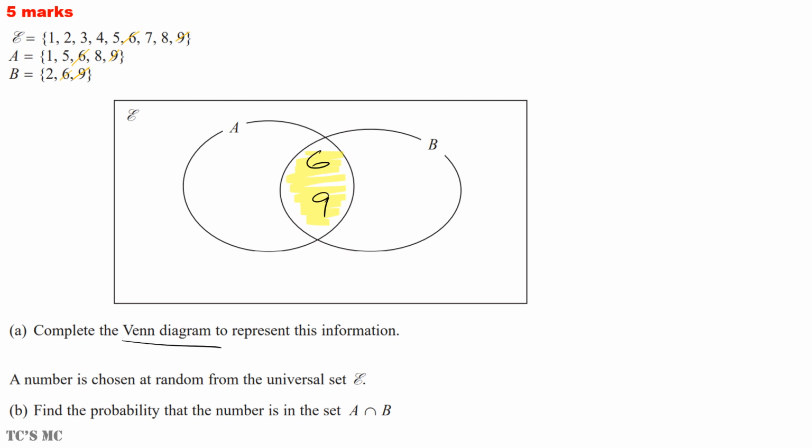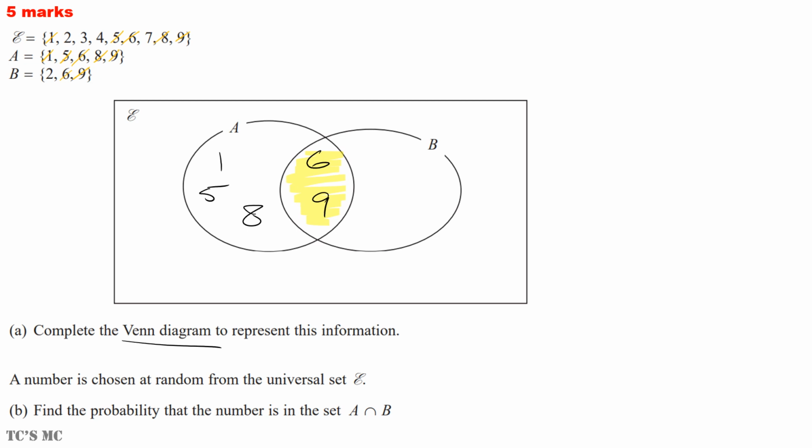Now I'm going to focus on set A. What are the numbers that are only in set A? I can see there's a 1. I'm going to cross it out from all lists. I can see there is a 5. Again, cross it out from all lists. And we also have an 8. Again, cross it out from all lists. We now have 2 marks.